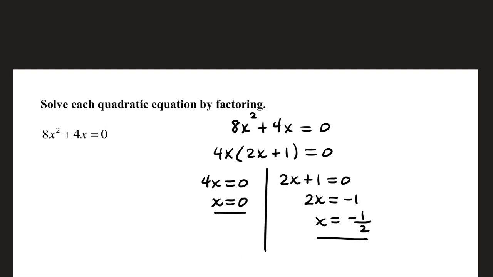Solve each equation by factoring. Our first equation, we have 8x squared plus 4x equals 0. A dominant power of 2 tells us that this is a quadratic equation. If you have a dominant power of 1, then it's a linear equation.